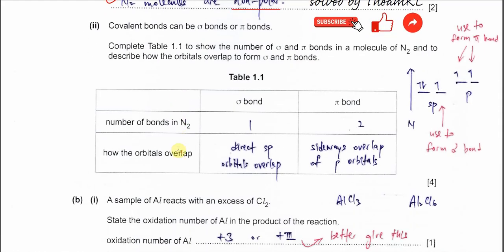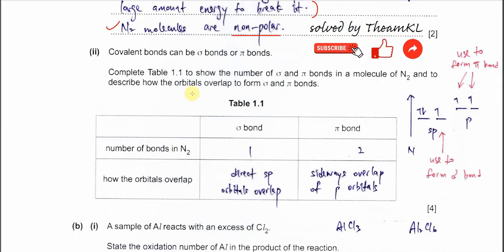Part 2. Covalent bonds can be sigma bond or pi bond. Complete table 1.1 to show the numbers of sigma and pi bonds in the nitrogen molecule. In order to fill up this table, first you need to know in the N≡N triple bond, how many sigma bonds are in there? Whenever there is a multiple bond, there will be only 1 sigma bond. The remaining are pi bonds. So in this triple bond, there will be 1 sigma bond and 2 pi bonds.